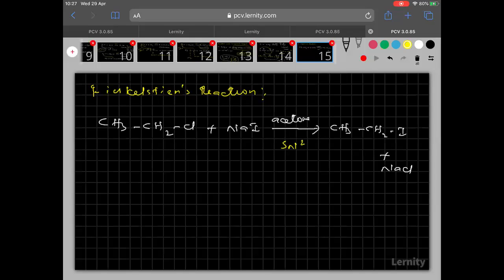Why? The reason is that acetone is there now. Acetone is which solvent? Polar aprotic solvent. Polar aprotic will favor which mechanism? SN2 mechanism. And in SN2, you know, we can take alkyl halide maximum up to 2 degree only, because on 3 degree, SN2 never happens. So Finkelstein reaction always follows SN2 mechanism. And remember, SN2 leads to what? Inversion. SN2 leads to inversion.